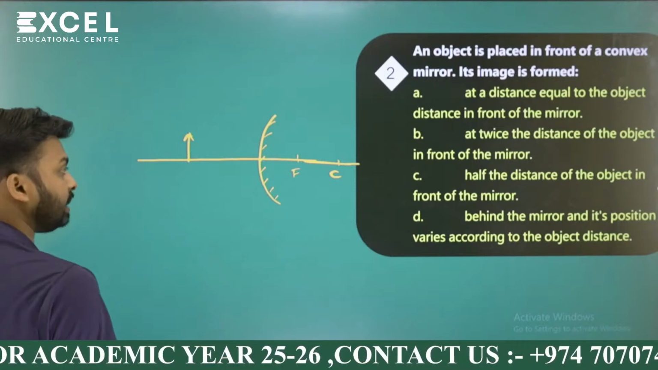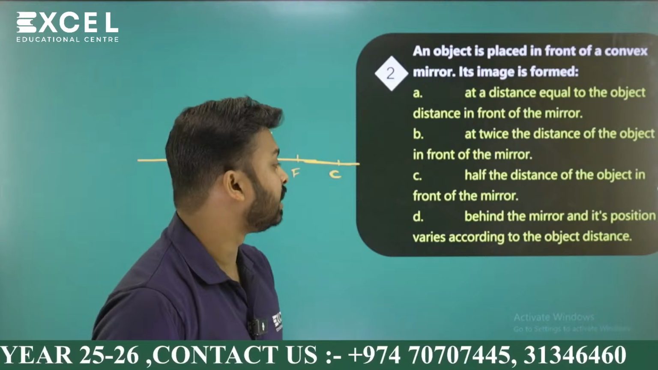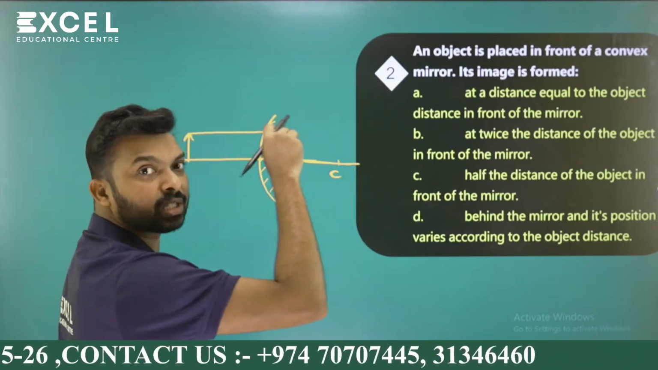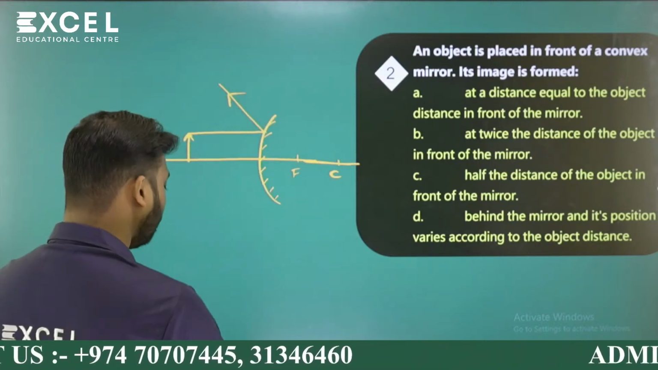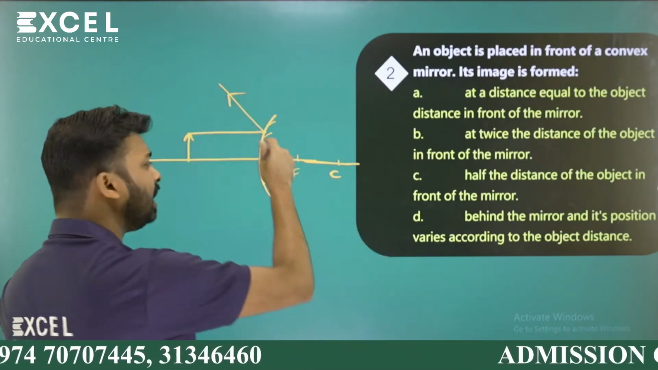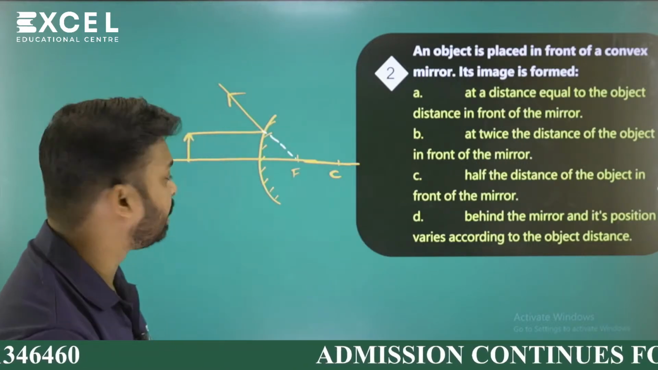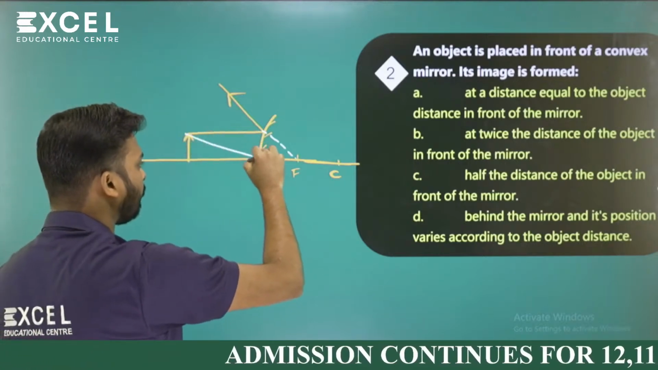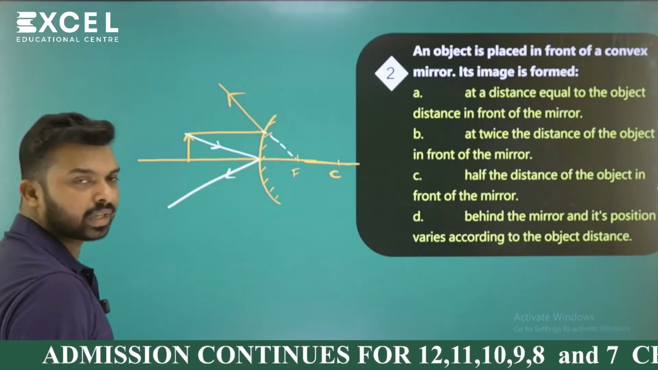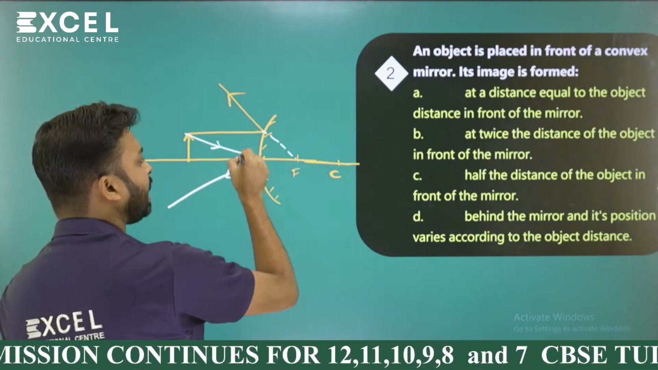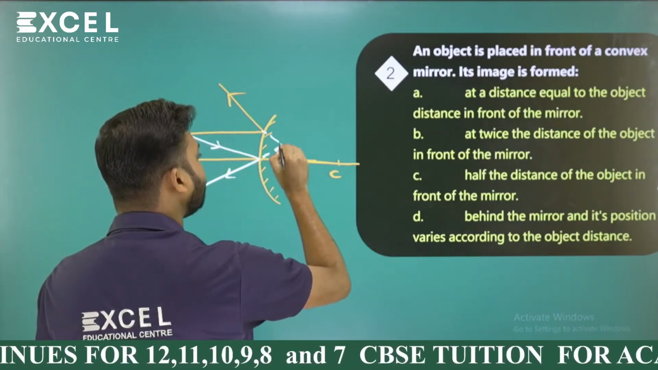Let's see what happens here. In a convex mirror, the incident rays which are parallel to the principal axis will be diverging, so it won't be making an image here. I'll extend the lines back. Then I draw another beam of light, which also bounces back with an angle of incidence equal to the angle of reflection, and the image will be formed here.